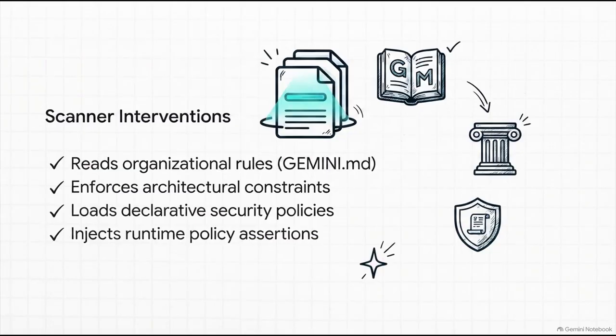This scanner is exactly how you prevent rogue agents. By intervening this early, it reads overarching organizational rules from files like Gemini.md. It enforces structural architectural constraints, and it loads declarative security policies. Now, human engineers usually pick up these rules over months of onboarding, but the AI needs them instantly. By front-loading these strict constraints, you guarantee that the AI shares the exact same operational picture and compliance boundaries as your most senior human engineers, right from the starting line.